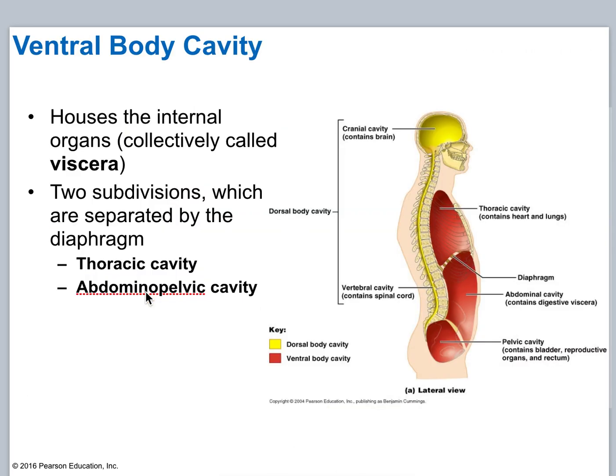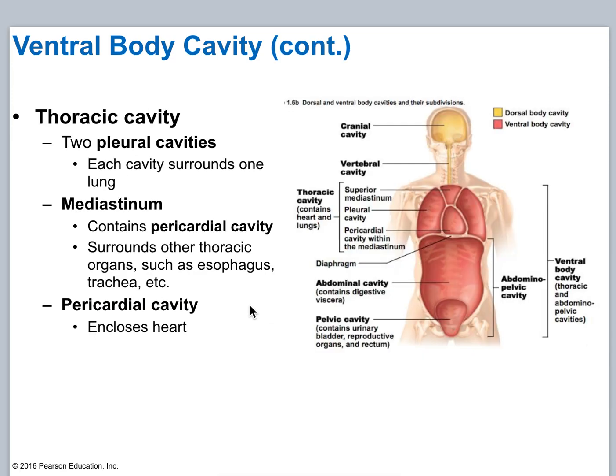The ventral body cavity, the second group of cavities, is divided into two sections: the thoracic and abdominopelvic cavity. So again, the thoracic cavity has two pleural cavities, one for each lung. Here's the pleural cavity, on the left side and right side. The mediastinal cavity is in the midline, and the pericardial cavity encloses the heart, where peri means around, like a perimeter fence runs around your yard. Pericardial runs around the heart. Pericardial cavity means around the heart.